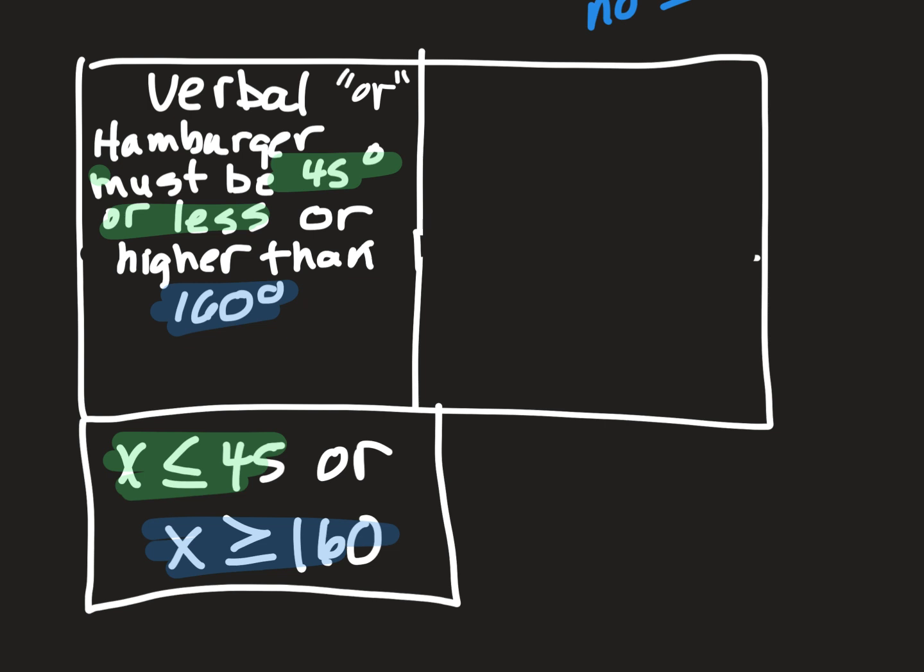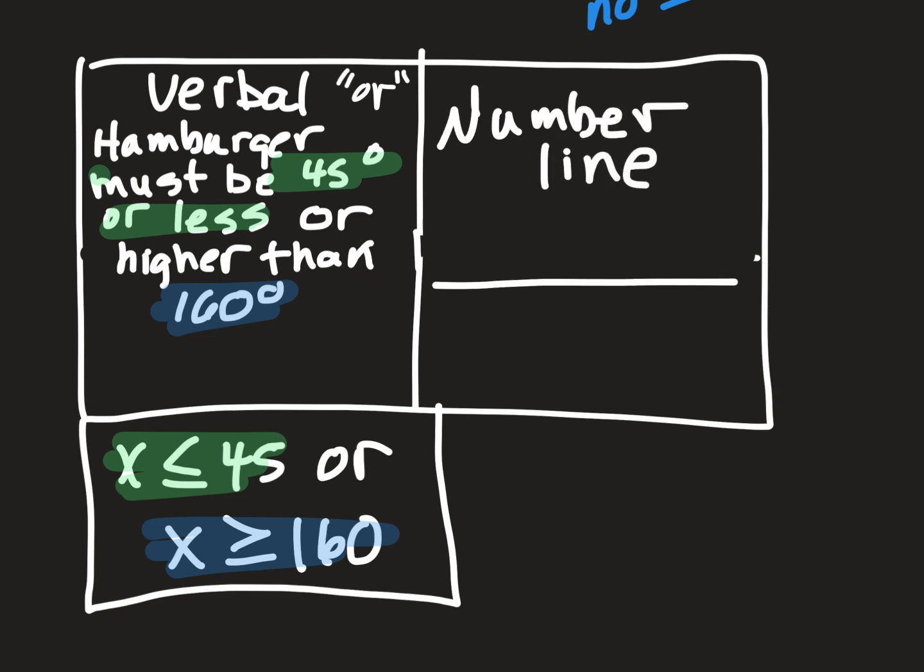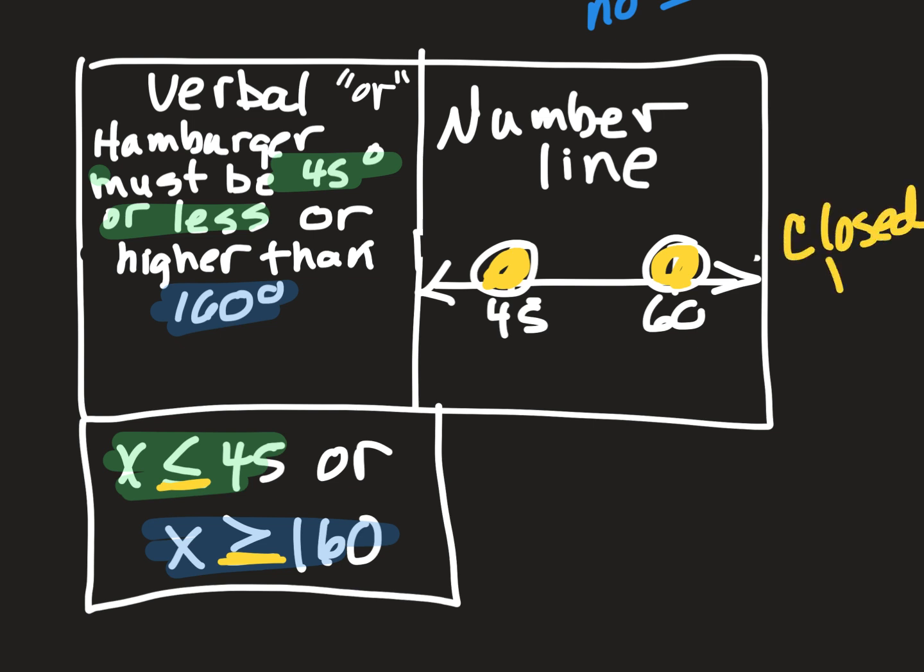Okay, here's how you do it on a number line. Even though it's two different inequalities, you're still going to put them together on that number line. Okay, so you've got 45, you've got 160. Am I going to fill in my dots or leave them open? I'm going to fill them in because they've got equal to signs in there. Exactly. So we're going to fill them in. We're going to call this closed because they are equal.